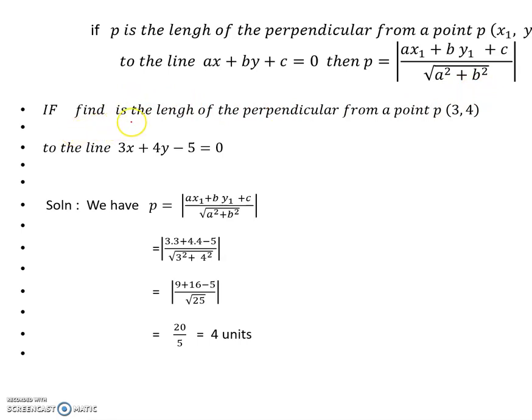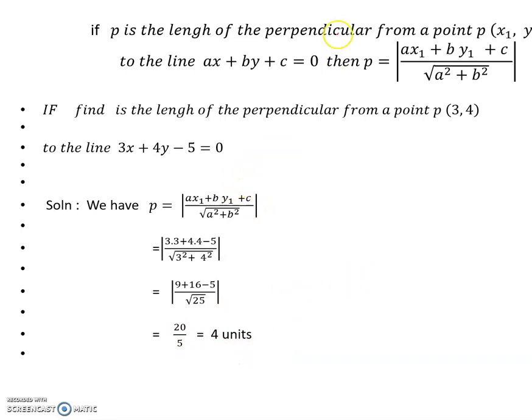We have the example: find the length of the perpendicular from the point P(3, 4) to the line 3x plus 4y minus 5 equal to 0, where x1 and y1 are 3, 4. Then we compare the equation: 3 into 3 plus 4 into 4 plus c, where c is -5, upon under root 3 square plus 4 square. Simplify: 9 plus 16 is 25, minus 5 is 20, upon root 25, which is 5. 20 upon 5 is 4. So we derive 4 units.